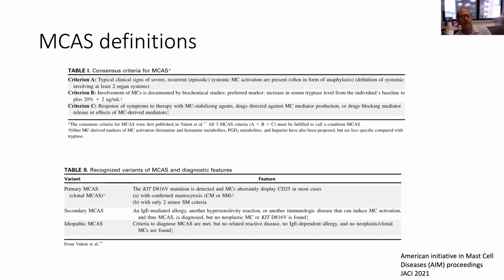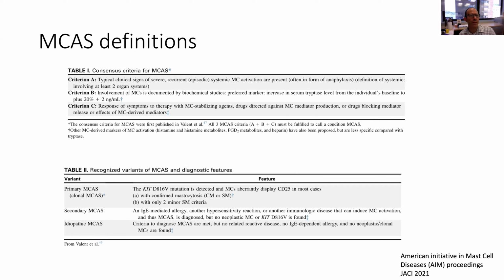But just so that everyone knows what we're talking about when we say mast cell activation syndrome, criteria A is to have severe and recurrent systemic mast cell activation symptoms, involving at least 2 organ systems for it to be systemic. And severe and recurrent, I guess, in some ways is often in the eye of the beholder.